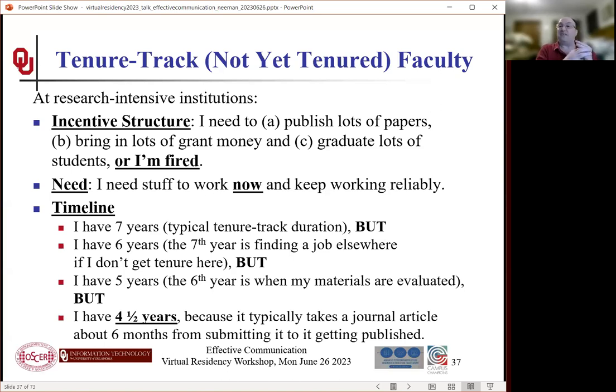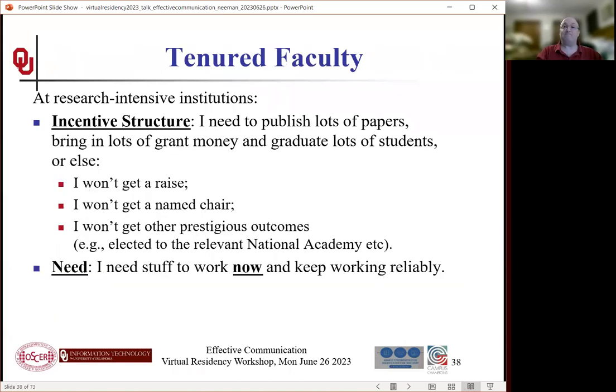Journal articles typically take 6 months from submission to appearing, or even acceptance, right? Because they have to go through multiple layers of review, and it's a whole big thing, right? And you might have to make changes to it, and so on and so forth. A book, I don't even know how long it takes to get a book published. So probably I've got something like 4.5 years to do everything that I'm going to be judged on whether I get tenure or not. That's a pretty heavy lift. I've got zero tolerance for downtime.